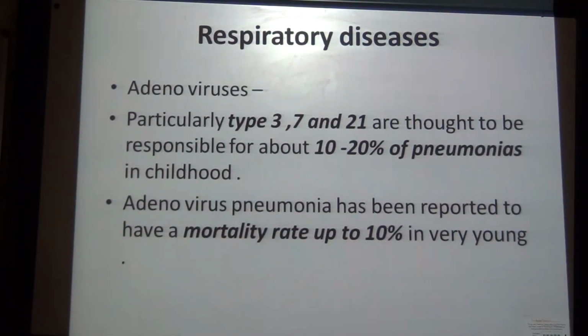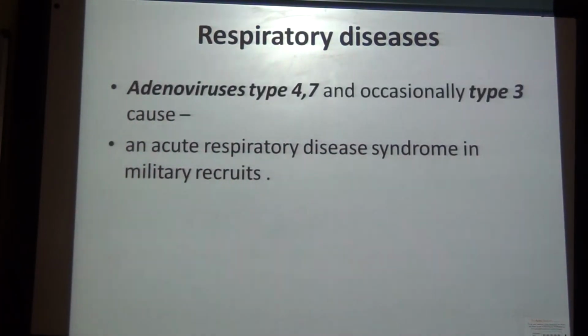Then again in the respiratory tract, types 3, 7 and 21 are thought to be responsible for about 10 to 20% of pneumonias in children. And the mortality rate of pneumonias because of adenoviruses is up to 10% in young children.